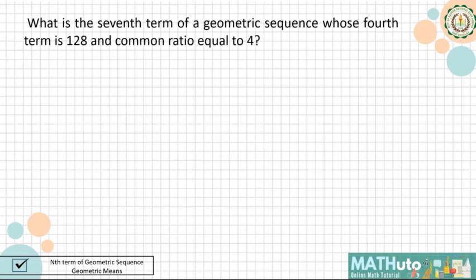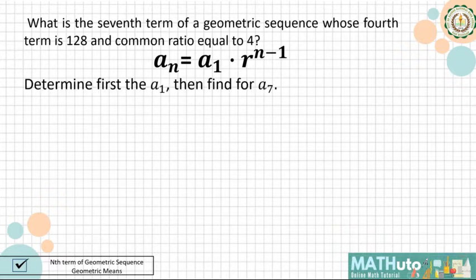Another example, what is the seventh term of a geometric sequence whose fourth term is 128 and a common ratio equal to 4? Notice that in this problem, the only given is the fourth term, which is 128, and the common ratio, which is equal to 4. So in this case, we have to determine first the a sub 1, then after that, we can now find for a sub 7 or the seventh term.